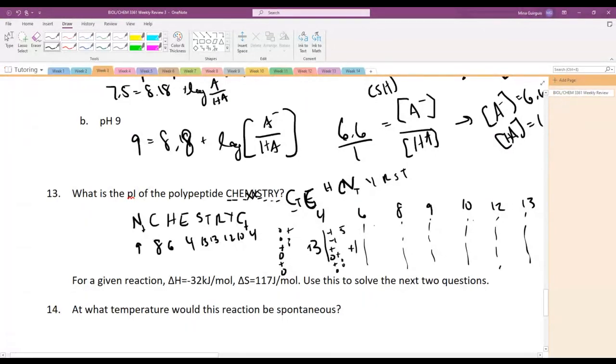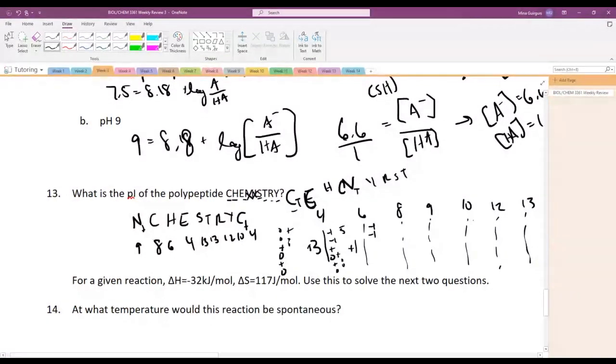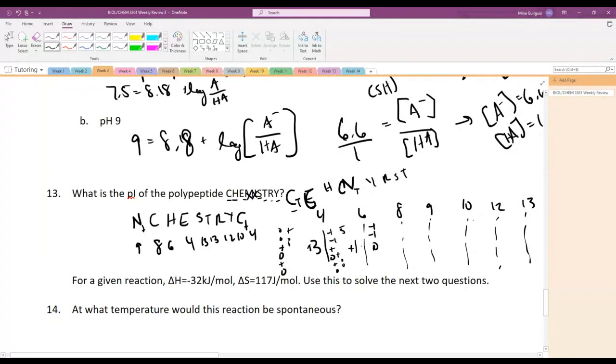Okay, and now between 6 and 8, the C terminus and glutamate are both negative. Histidine is now neutral, no longer positive. Cysteine is still neutral. The N terminus is still positive. Tyrosine is neutral. Arginine is positive, and the other two are neutral. So we add this up, and we get 0.